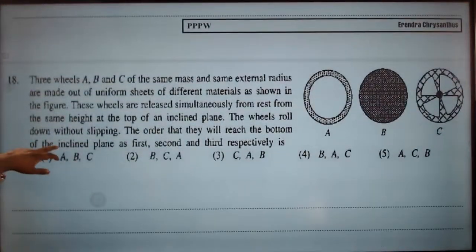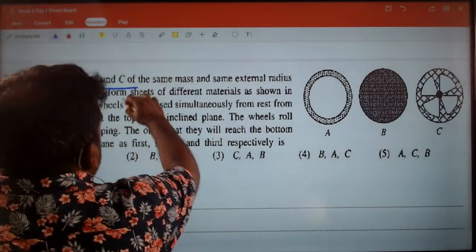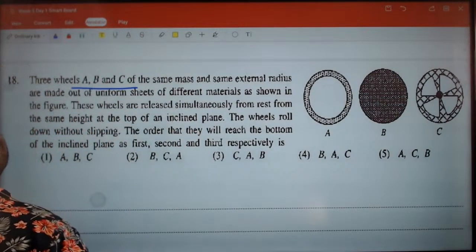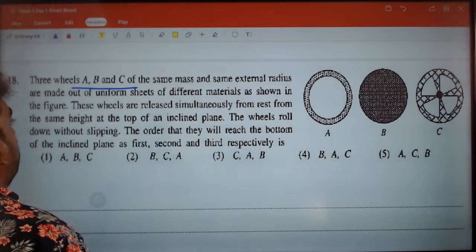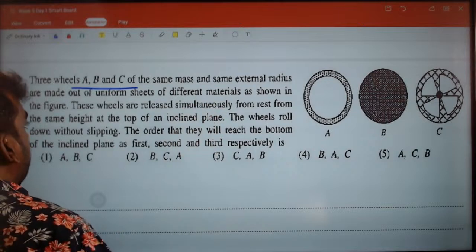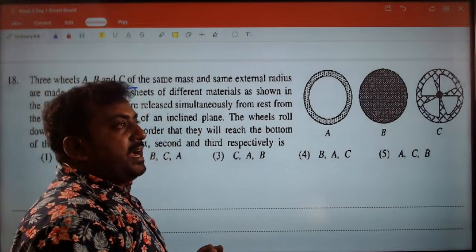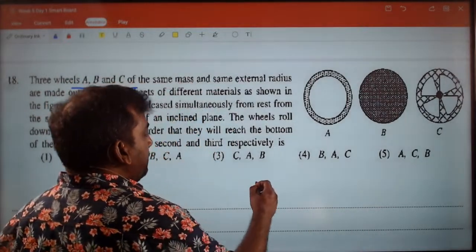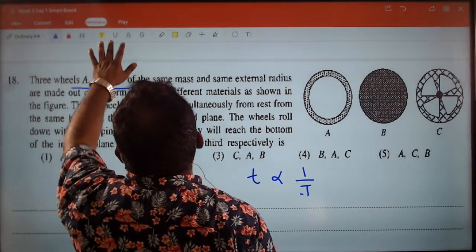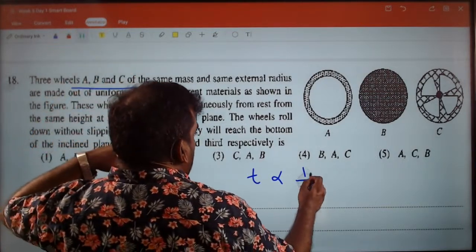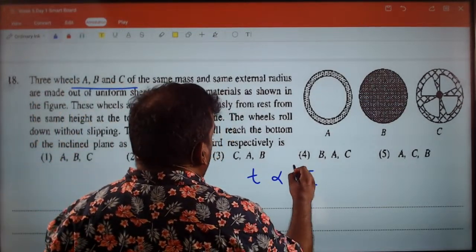Question number 80. Three wheels A, B, C, same mass, same external radius, are made from uniform sheets. These wheels are released simultaneously from rest, from the same height on top. The wheels roll down without slipping. In what order will they reach the bottom? Smaller moment of inertia, lesser time. Time is directly proportional to, actually, the square root of inertia, it's okay.